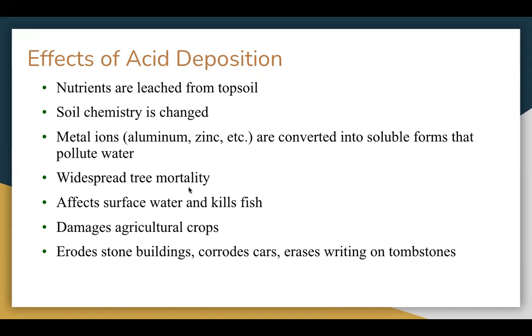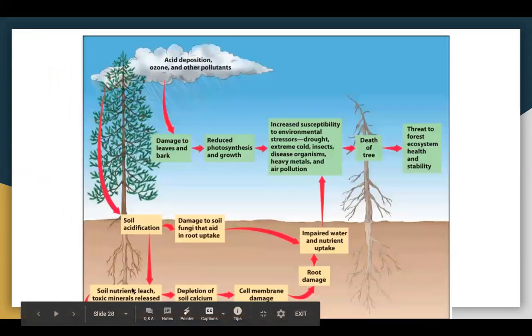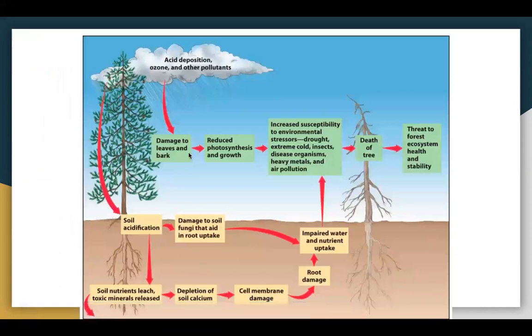This causes trees to die. If it's acidic, acid gets into the surface water. That's bad for the fish. It damages agricultural crops, and also erodes away buildings and cars. And so what we see, here's a picture. We can see this acid deposition damages leaves and barks, reduces photosynthesis, and causes a decline in the trees.